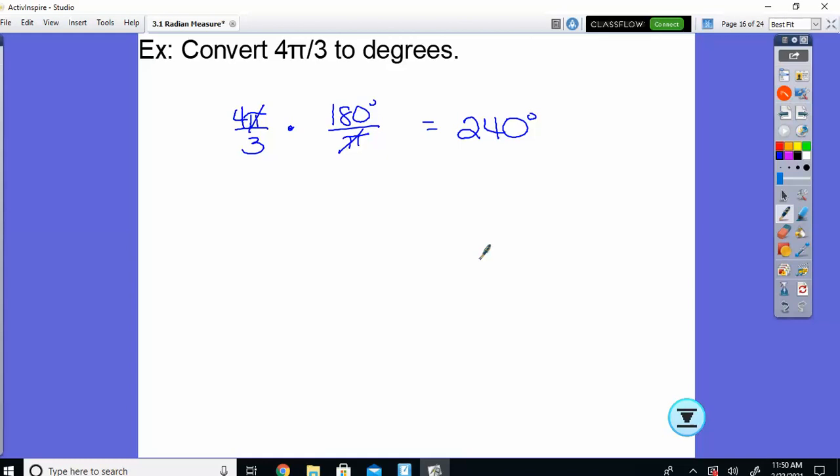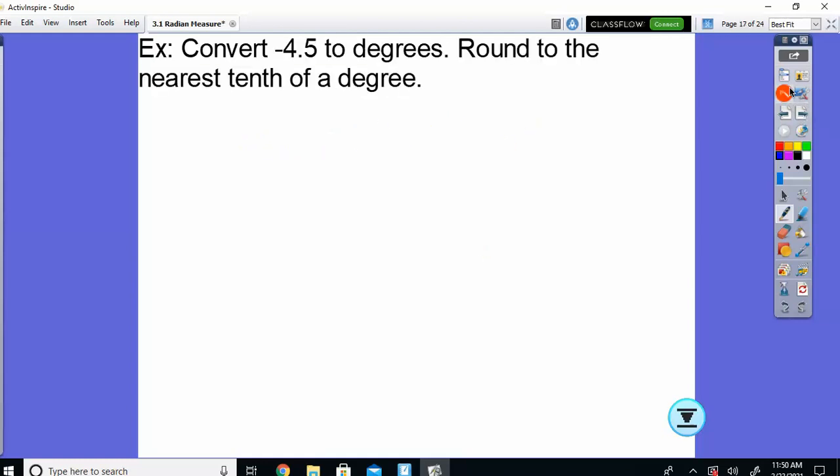Now don't get caught in the trap of assuming if it's a radian it will have a pi in it. Most of the time it does, but it doesn't have to. How do I look at a number and know it's a radian measure? There's not a degree symbol. Okay, so whether or not it has the pi doesn't make a difference.